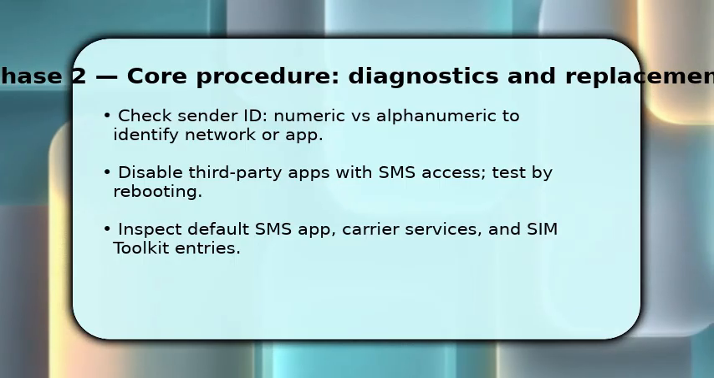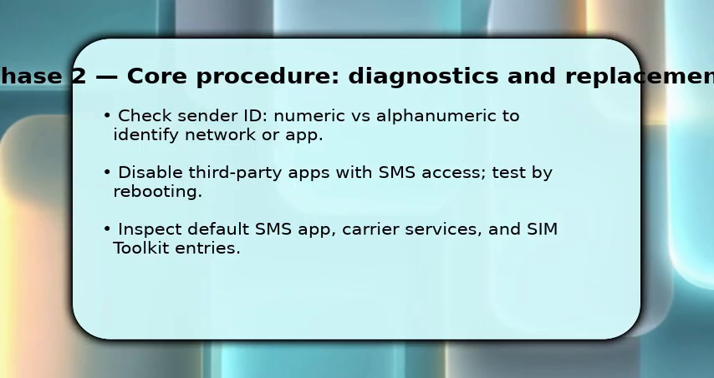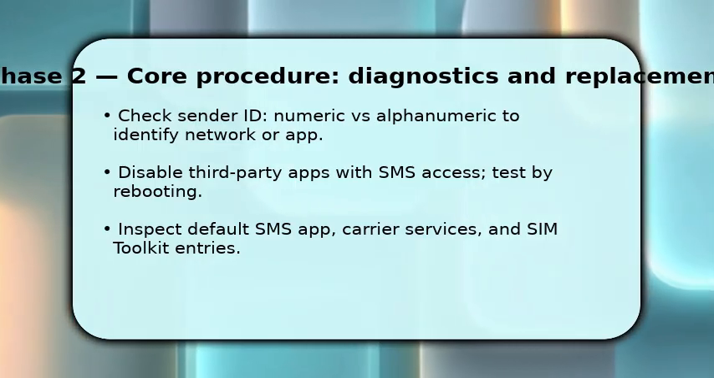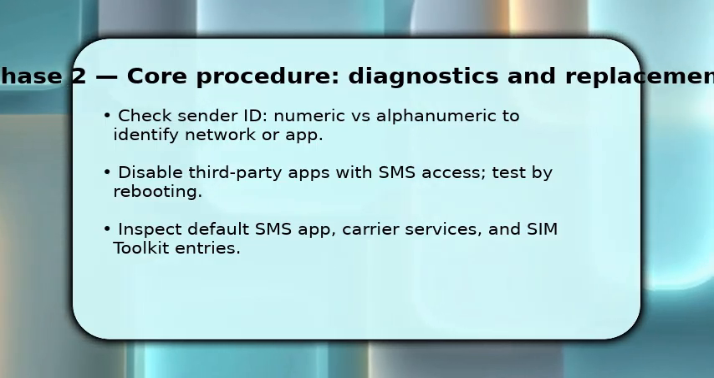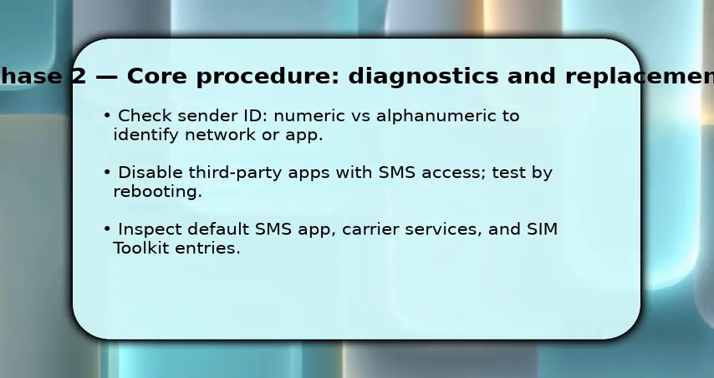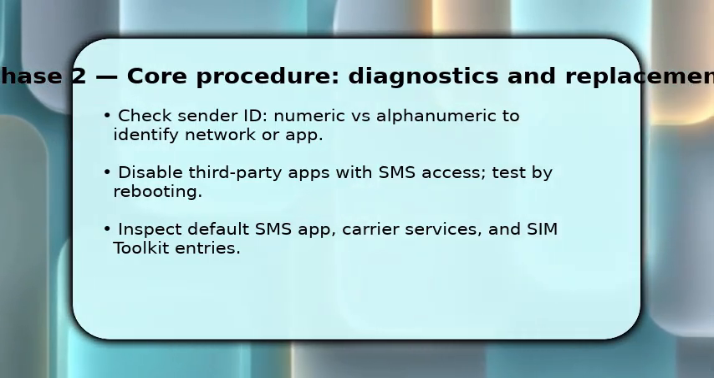Now diagnose the origin. Read the sender ID. Numeric IDs typically mean carrier-originated messages, while alphanumeric often indicate apps or services. Once you see the pattern, temporarily disable third-party apps that have SMS or notification access, then reboot and recheck.